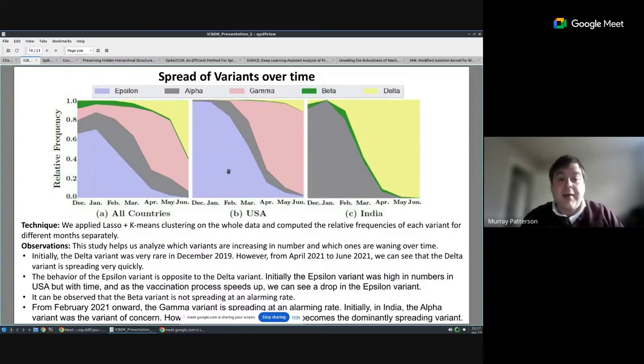For example, the alpha variant had a brief life in the U.S. compared to India, where there are many more flights to and from the UK than there are in the US, for example.